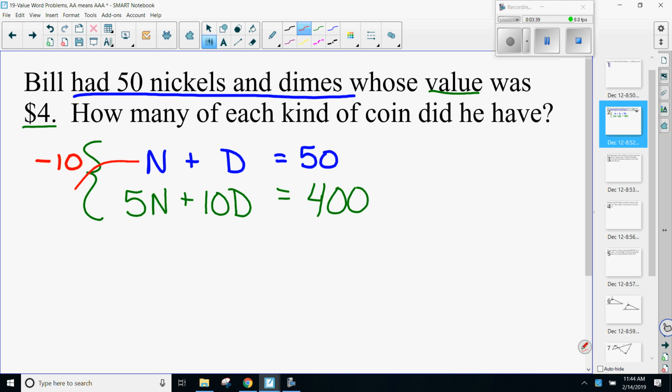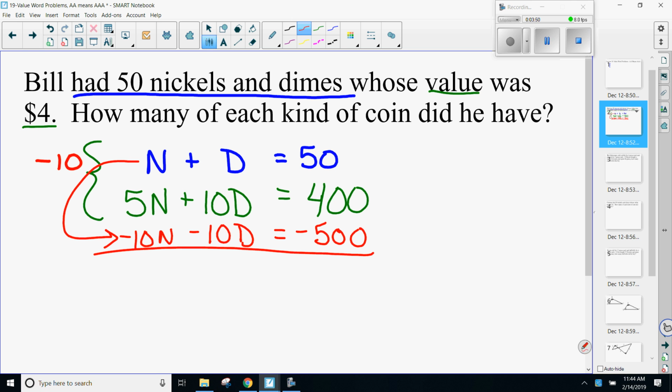Because now this equation right here becomes what? Negative 10n minus 10d equals negative 500, right? Now what happens? These cancel, and right here you are left with negative 100. Over here you are left with negative 5n. I didn't use subscript. I could change this to n sub n and n sub d. Do you like that? No. So I'm just going to leave it as n's and d's. How many nickels do you have?